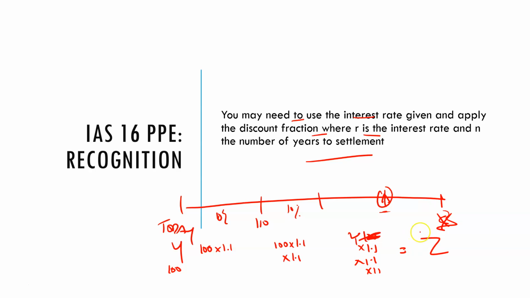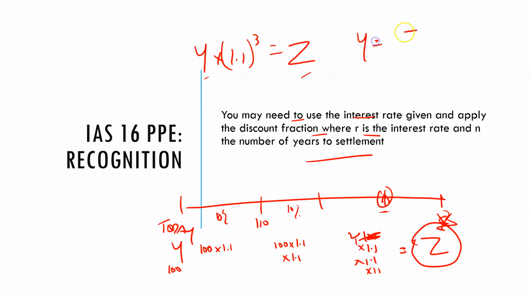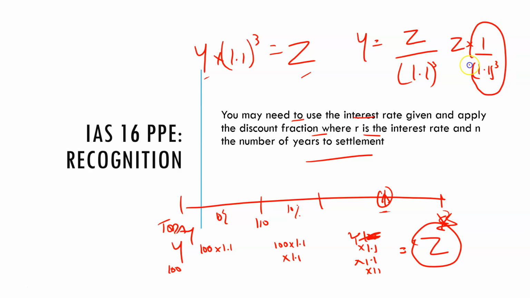Call it Z. But if I know Z and I'm trying to find Y, I could say that if Y times 1.1 raised to the power of 3 is equal to Z, then if I'm looking for Y, and I know Z, Y is equal to Z over 1.1 raised to the power of 3. This is the same thing as saying Z times 1 over 1.1 raised to the power of 3. So sometimes in an exam, they'll give you this already calculated.